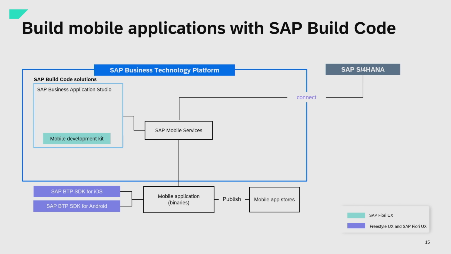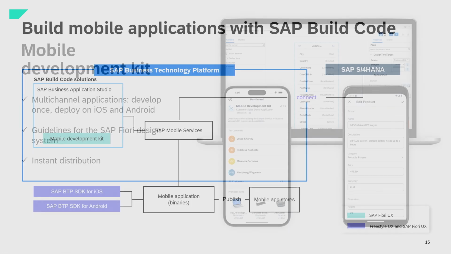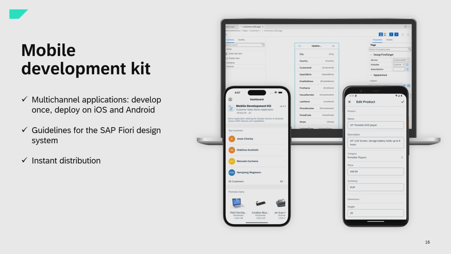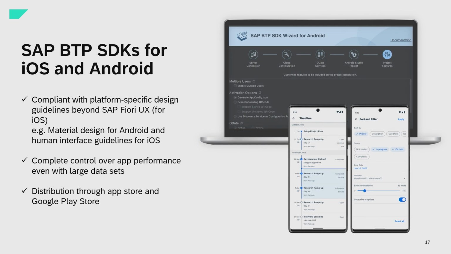And on this diagram, you also see the native SDKs here. We are looking at when to use what best now. So the mobile development kit means you develop once and you deploy it to both iOS and Android platforms. You have this instant distribution with streamlined updates of your apps without navigating the App Store processes. If you're lucky enough to have iOS or Android developers at hand, you can also use the native SDKs for iOS and Android to get complete control over the performance of your mobile app.